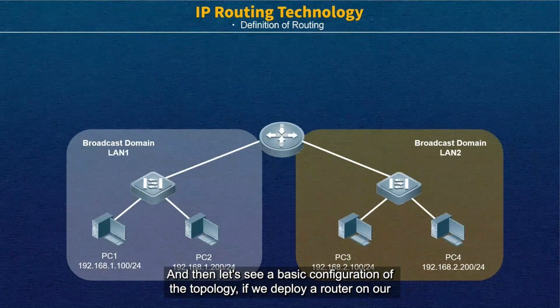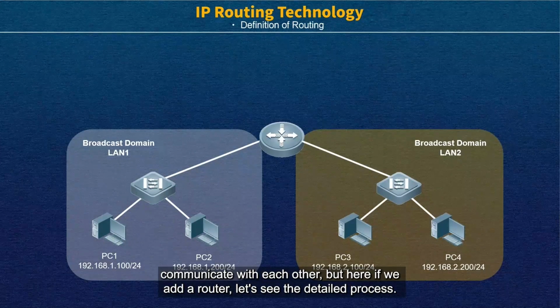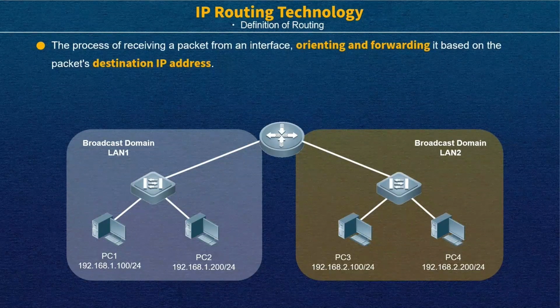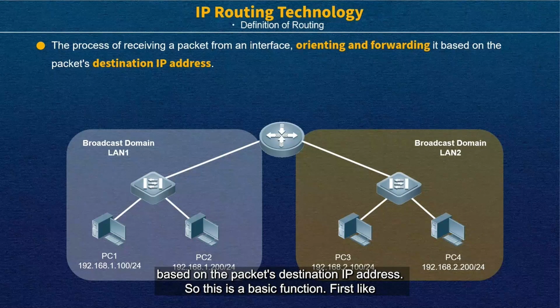And then let's look at a basic configuration of the topology if we deploy a router on our network. Because in the last PowerPoint, we said if we only have a layer 2 switch, they cannot communicate with each other. But here, if we add a router, let's see the detailed process. First, the process of receiving a packet from an interface, and forwarding it based on the packet's destination IP address. So this is the basic function.